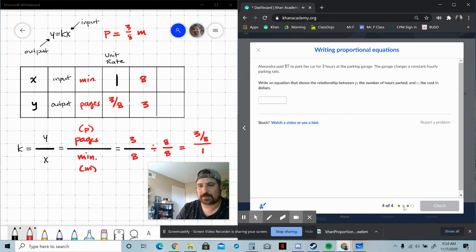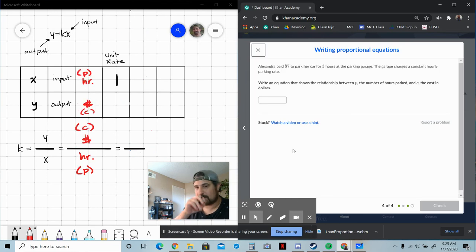Okay, next question. In this situation, it says Alexandra paid $7 to park her car for 3 hours at a parking garage. The garage charges a constant hourly rate. Write an equation that shows the relationship between P, the number of hours parked, and C, the cost in dollars. So I think it makes sense to get the price per hour, basically, that she's parked, which is going to be C per P. So C is going to be our output, and P is going to be our input. So we input the hours that she's going to stay in the parking spot, and we output the cost to her, how much it's going to cost her for those hours. Which makes sense, right? You're going to put the car there for however long it needs to be there, and when you're done, you have to pay the bill.